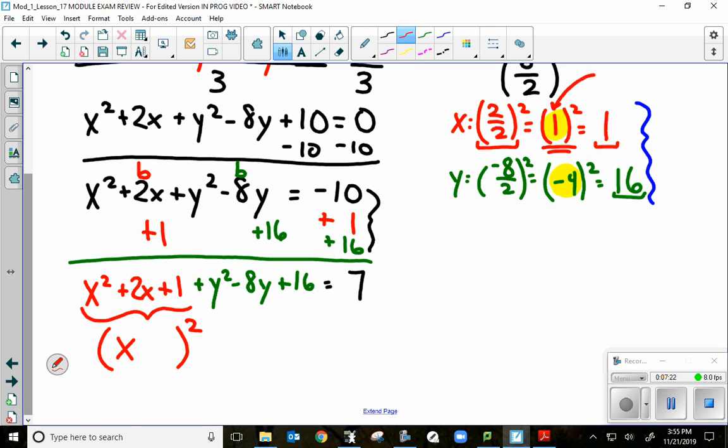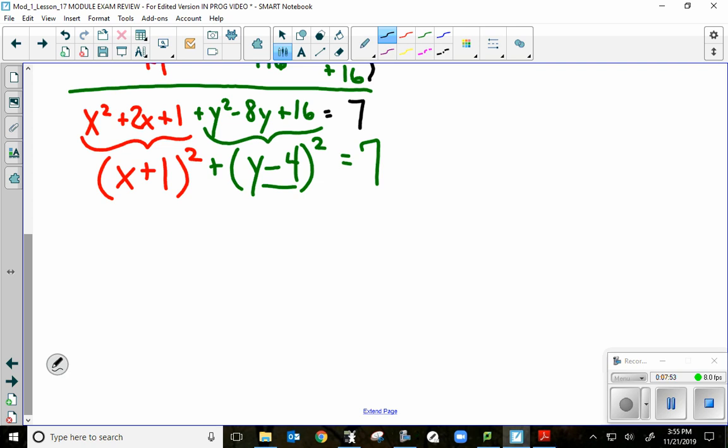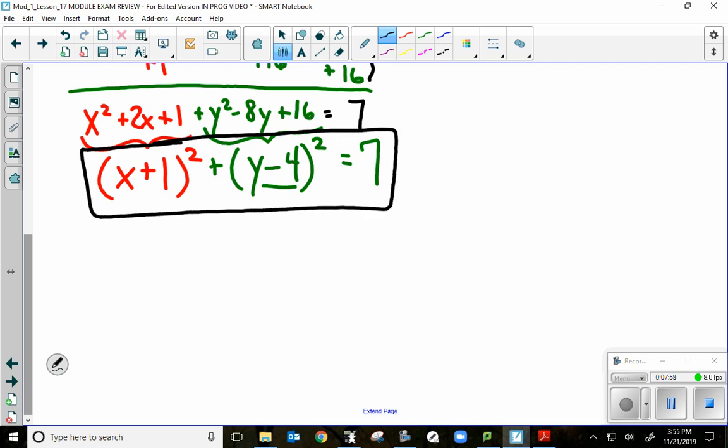What's in parentheses here? It's a positive 1, isn't it? Which means, guess what? The positive 1 goes in parentheses there. Same thing with the y's. Okay, I've completed the square here. That's a perfect square. It's y plus or minus something squared. If you are not good at factoring, what goes in parentheses here is the same thing that's in parentheses here. It's a negative 4. That equals 7. You have now created an equation, standard form of a circle right here. All right, that's the first thing.